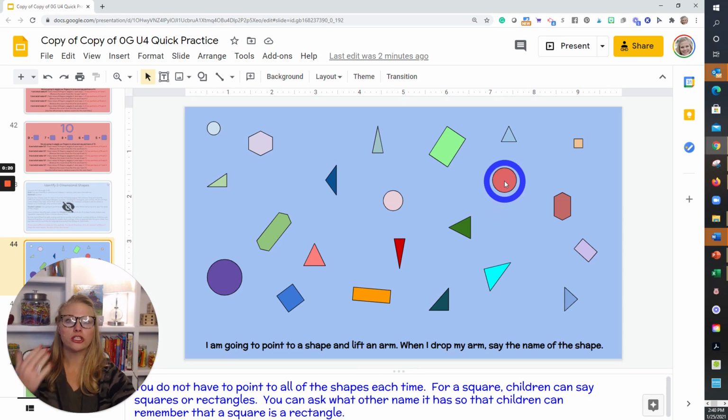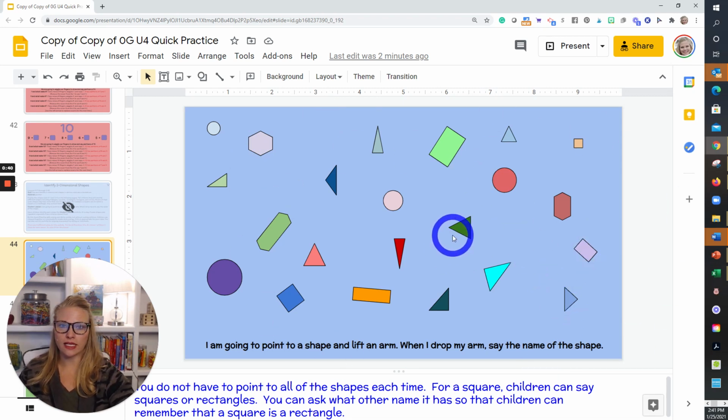So I point here, circle, square. Now, we know that some shapes have more than one answer. So if I point to a square, if they say square or rectangle, they're both correct. If I point to a rectangle, of course, it's only a rectangle. So we don't have to point to all the shapes every day, but it's just about shape recognition. You can always turn this into a quick number talk or shape talk.